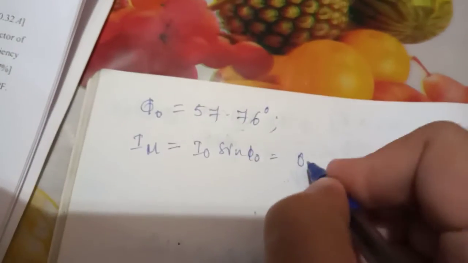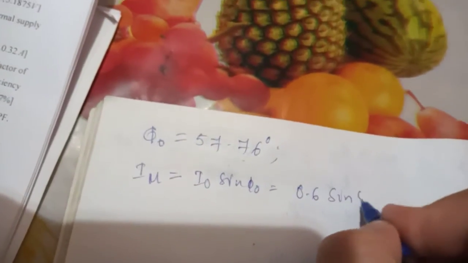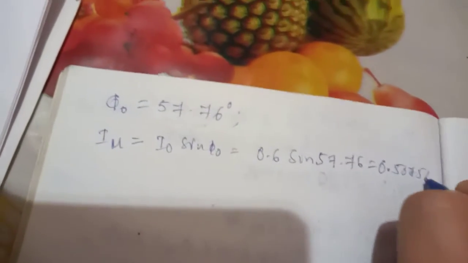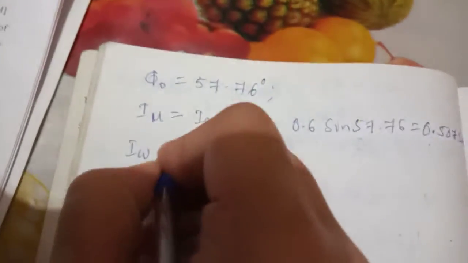Now I have to calculate I mu, which is equal to I0 sin phi naught. So I0 is 0.6, into sine of 57.76, which is 0.84. So 0.84 into 0.6 comes around 0.5075 amps.